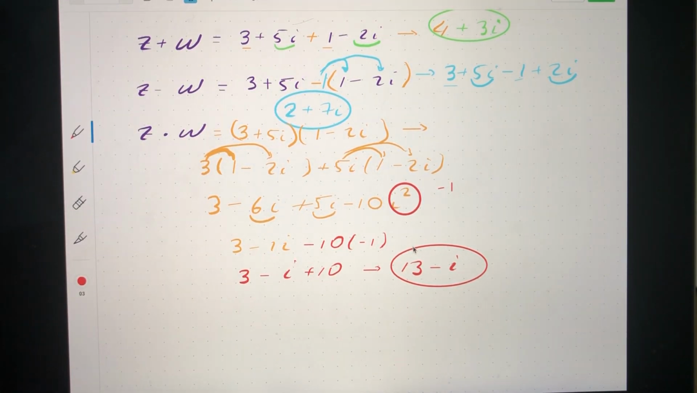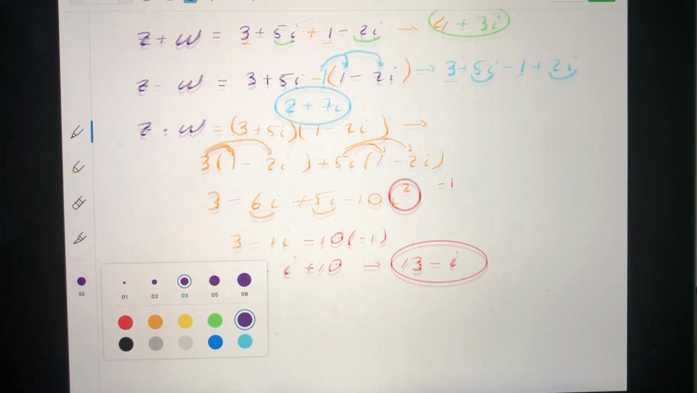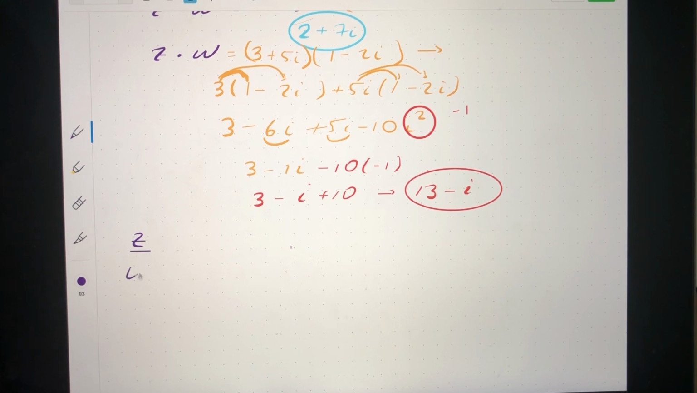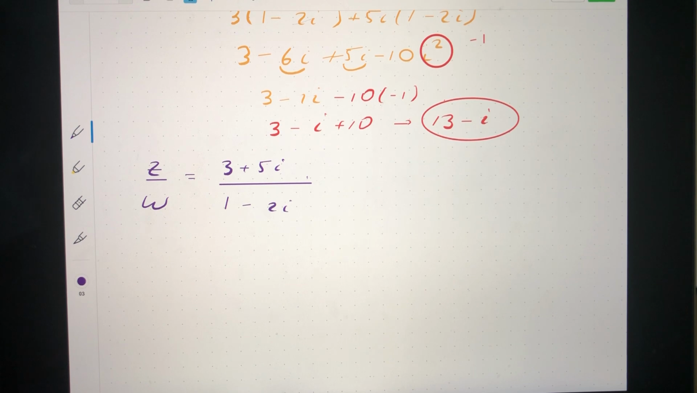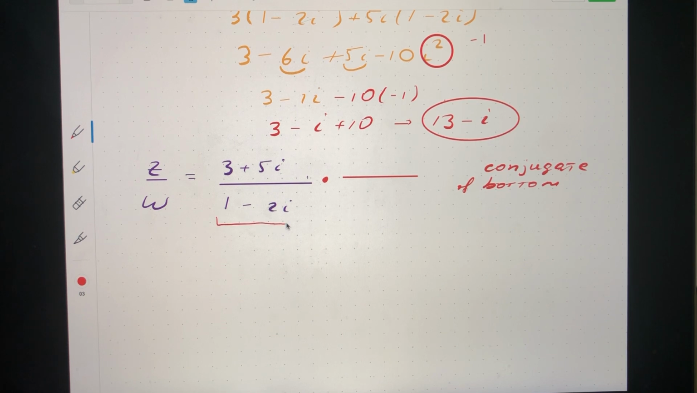Now the last is the division. So if we had to divide z by w, that means we have 3 plus 5i divided by 1 minus 2i. And the thing about it is we can't simplify it. There is no way to simplify it. The only thing that could be done is we multiply both top and bottom by the conjugate of the bottom. That means the conjugate is the same as the bottom expression with the opposite sign in the middle. So we're multiplying 1 plus 2i, 1 plus 2i, top and bottom.